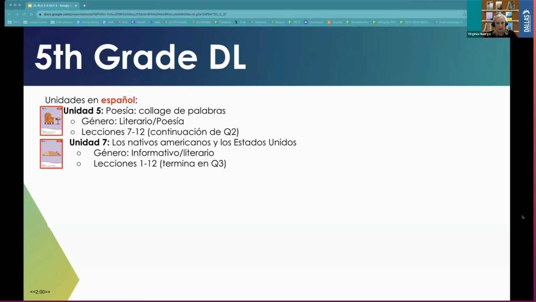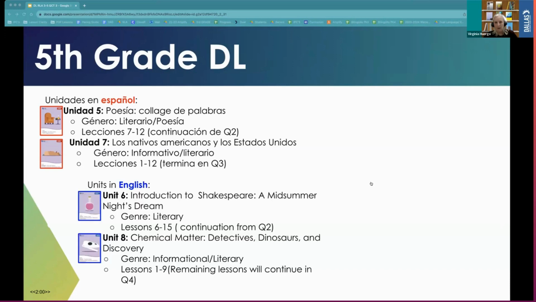And for English units, again, remember, when we are dealing with poetry in 4th and 5th, look for your texts in the Antología. Units in English.